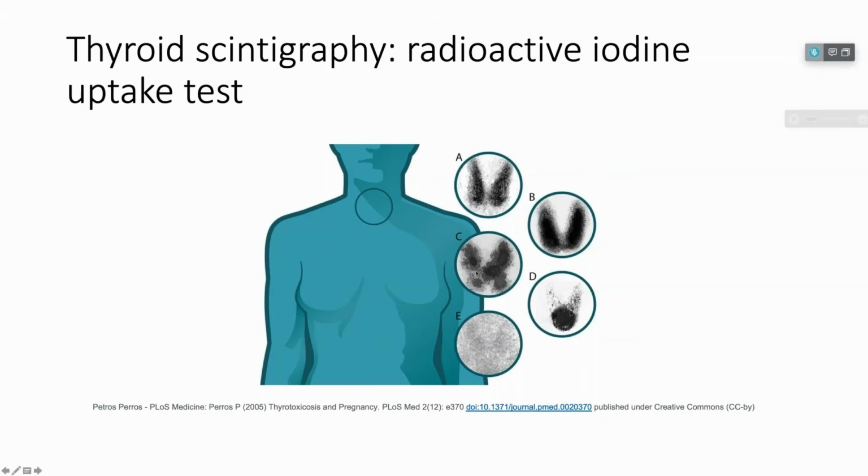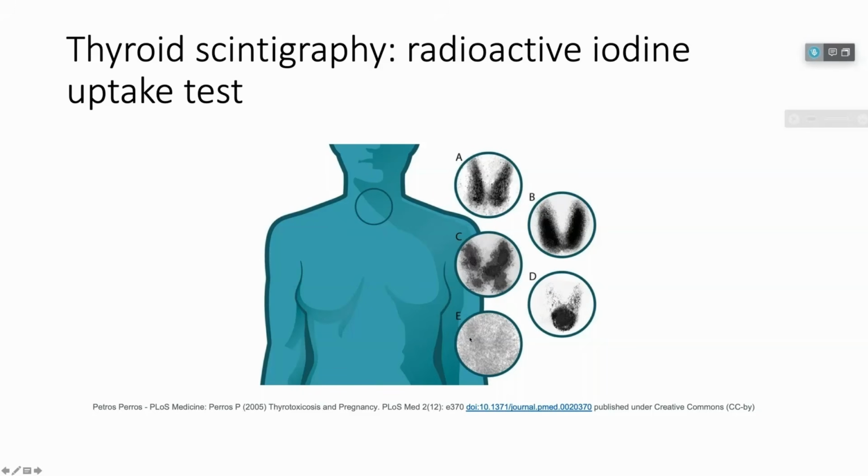So that's why it's actually darker in the other areas, which is also what you see in D, right? D is just one big hot nodule. This would be like a thyroid adenoma. It's just a nodule that's producing too much thyroid hormone. And so again, you'll see that there's little production everywhere else.